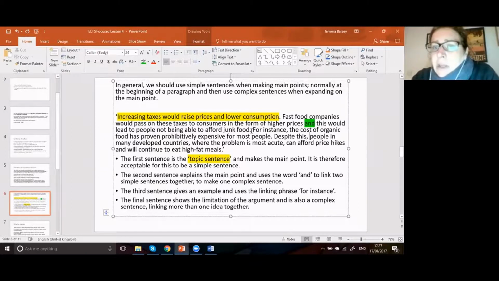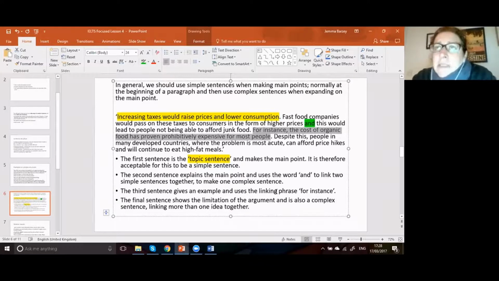I think students think that they can't use and anymore because it's too simple. But as a native speaker, I would use and all the time. I love my and. Don't take the and away. Thinking about the cohesive devices, trying to make your writing sound more academic can often make you lose the coherence. What you want to do is have well-written sentences with a good range of grammar that are joined together when appropriate. So I've got here: for instance, the cost of organic food has proven prohibitively expensive for most people. By adding the for instance, I'm making it more complex.